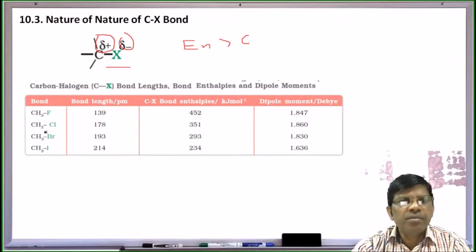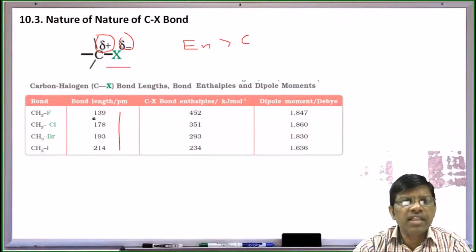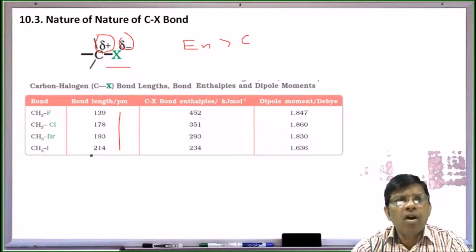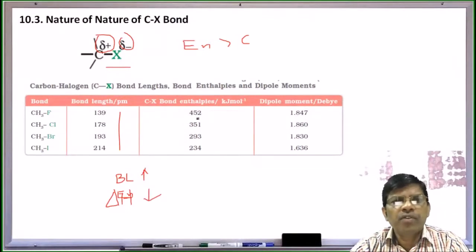As we know in the periodic table, moving from top to bottom, the bond length of C-X increases. So for fluorine the bond length is just 139 picometers. When it comes to chlorine, 179, then 193 and 214. This is how bond length increases, and the enthalpies, delta H, decrease. For example, fluorine is 452 and methyl iodide it is 234. That means it is decreasing.